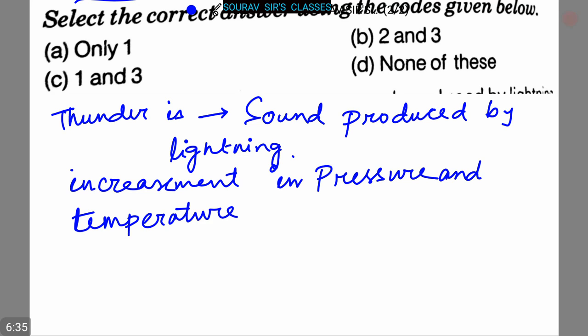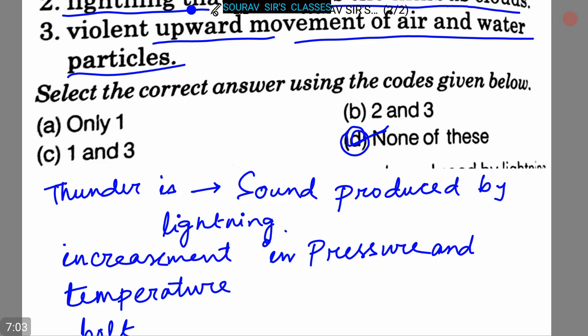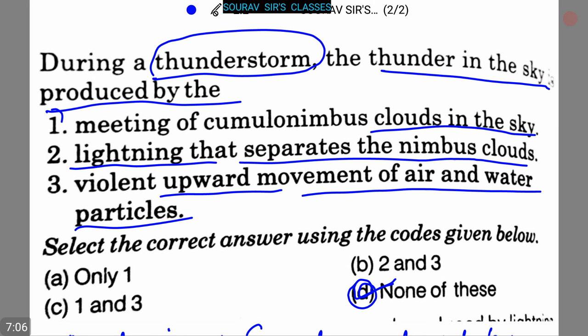The loud thunder that follows the lightning bolt is commonly said to come from the bolt itself. This causes a rapid expansion of the air and creates a sonic shock wave, which produces the typical sound of thunder. So here option D, none of this, is our correct answer. So none of these statements is correct.